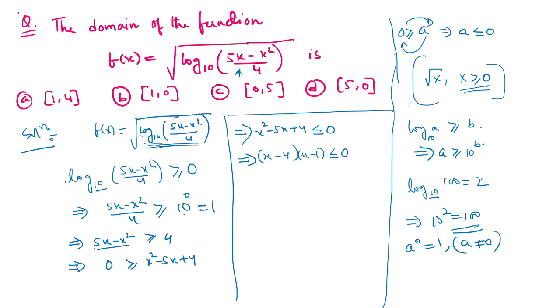Now the minimum is 1, maximum is 4, right? So what can we say about the value of x? It will be between 1 and 4. And what is the correct answer then? This is the correct answer. How is it, ladies? I hope so.